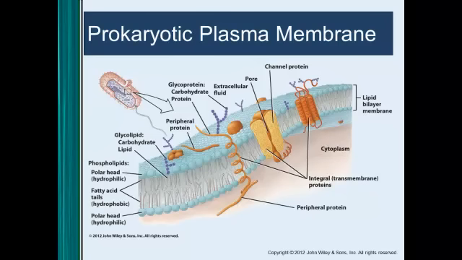Proteins and membrane lipids to which carbohydrate chains are attached are called glycoproteins and glycolipids. A few bacteria, like the mycoplasmas, have cholesterol molecules in their cell membranes, as do most eukaryotes. However, mycoplasmas lack cell walls, and cholesterol molecules add rigidity to the cell membrane.